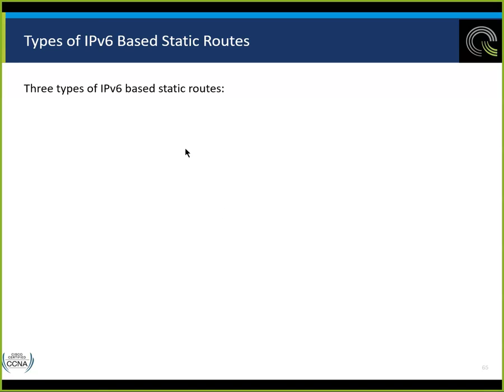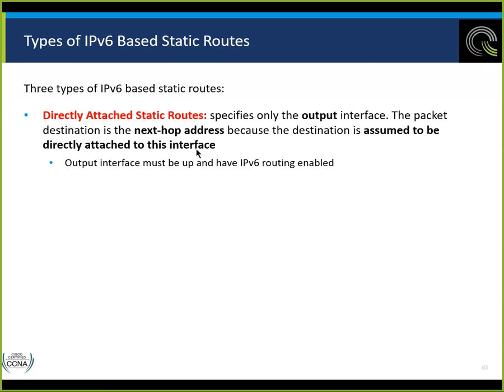The types of static routes, and this is another one that we'll go through, and it is one of the objectives. We have the directly attached static routes, which specify only the output interface, destined for the next hop, because the destination is assumed to be directly connected to it. And if you think about it, that is something that's going to be the case.